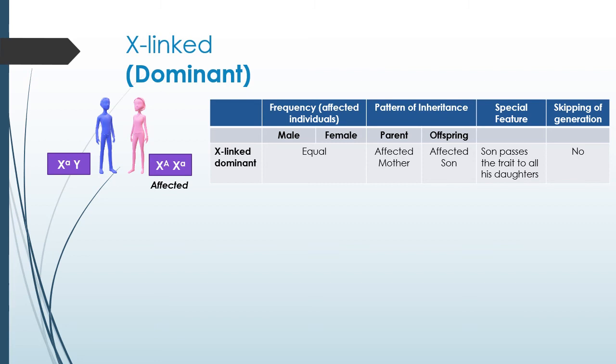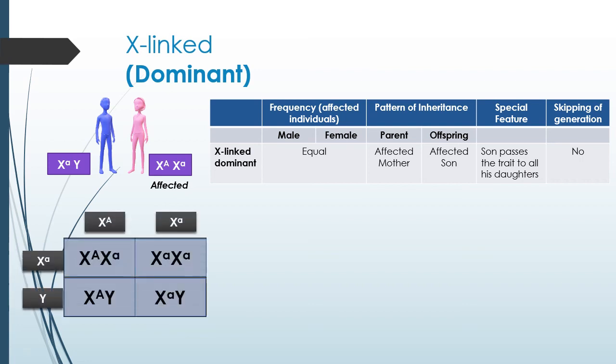The question is, what is the probability that they will have a son, who is affected by that disease? Or a daughter, who also has that disease? Take a look at the resulting genotypes, made from the union between an affected woman, and a normal man. There is 1 out of 2, or 50% chance, that a daughter will have that disease. Similarly, there is also 1 out of 2, or 50% chance, that a son will have that disease. Our example validates that the occurrence of the dominant trait is equal between males and females.